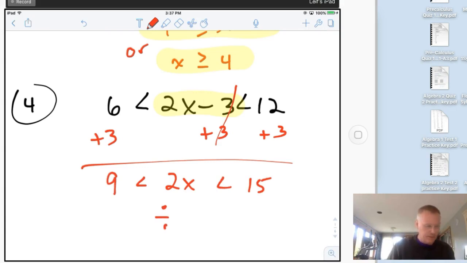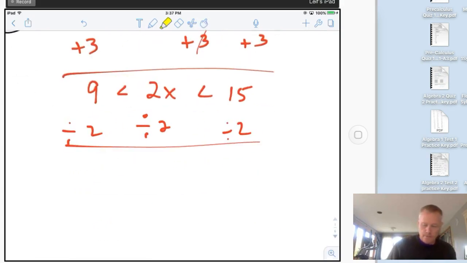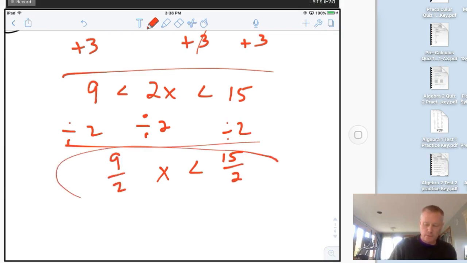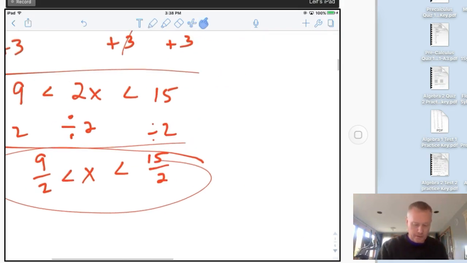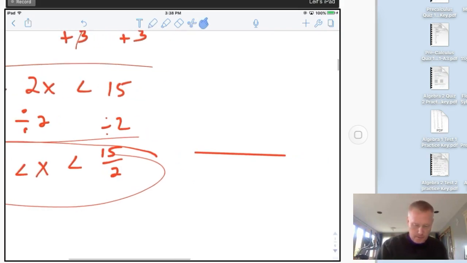Next, I can divide by 2. And then I'm left with the x in the middle. 15 divided by 2 is 15 over 2. 9 divided by 2 is 9 over 2. And there it is. If I was to go graphing this, make a quick number line. Here's 9 over 2. Here's 15 over 2.